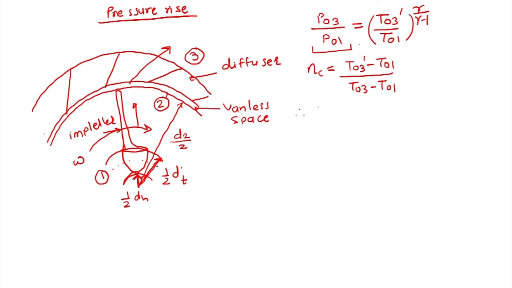So we can take T01 common here, and then we can have the efficiency first. We will make use of the known things.